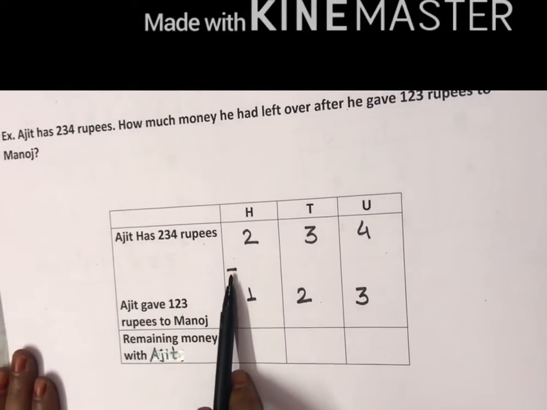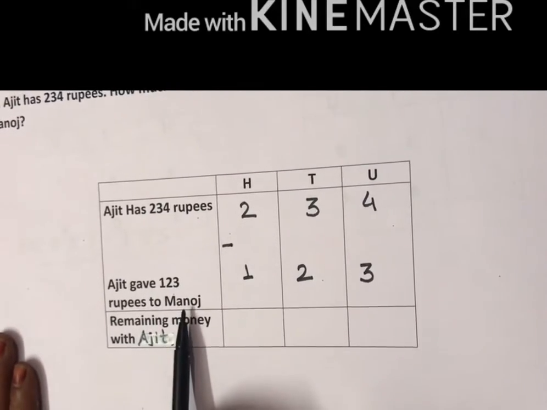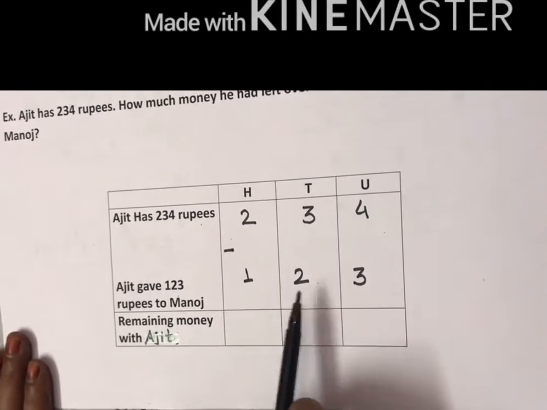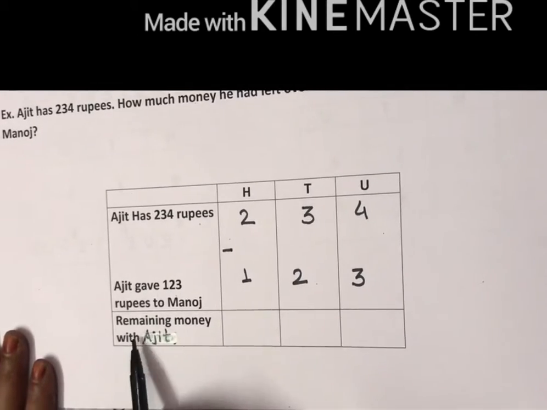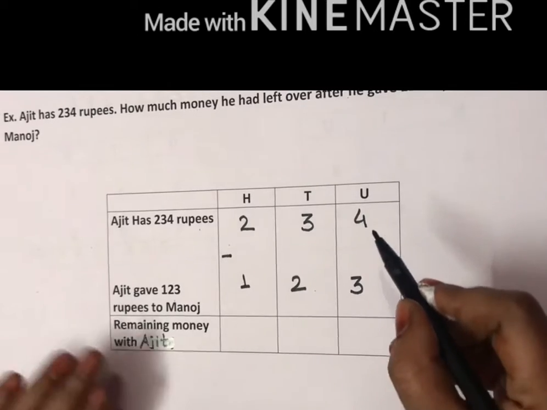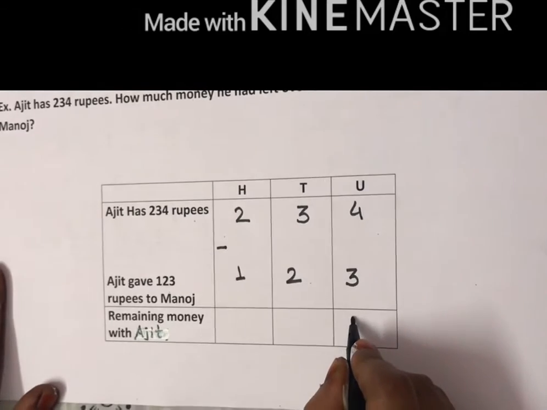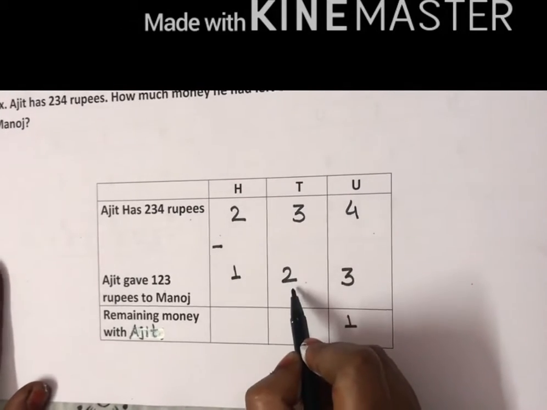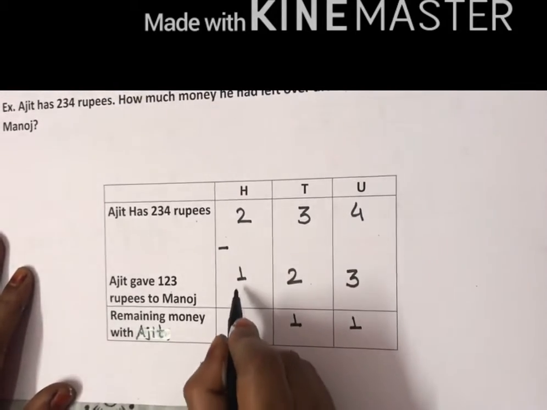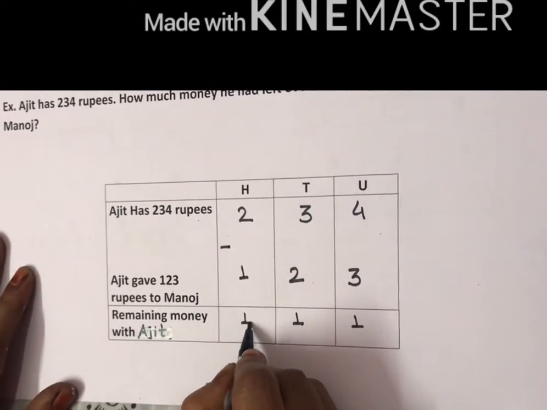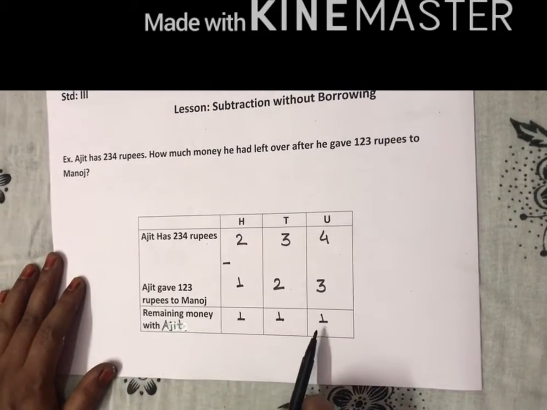Then we want to do subtraction. So the minus sign is there. Now Ajit gave 123 rupees to Manoj. So I have written here 123 rupees in the respective place values. Now we will do subtraction. So we will get the remaining money with Ajit. We will start from unit place. So 4 minus 3, the answer will be 1. Then 3 minus 2, what will be the answer? Again it will be 1. And 2 minus 1, the answer will be 1. So the remaining money with Ajit will be 111 rupees.